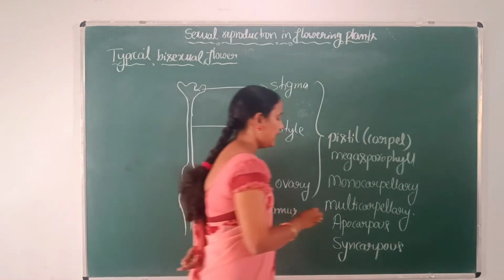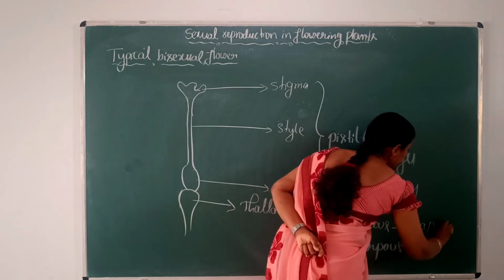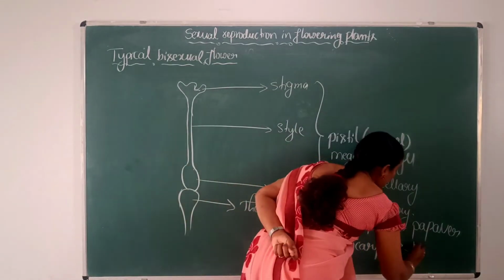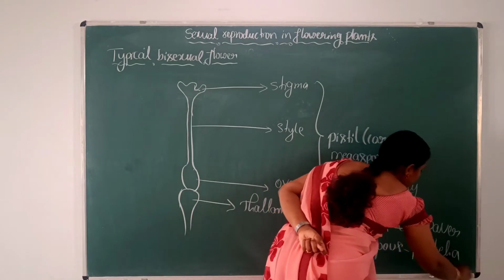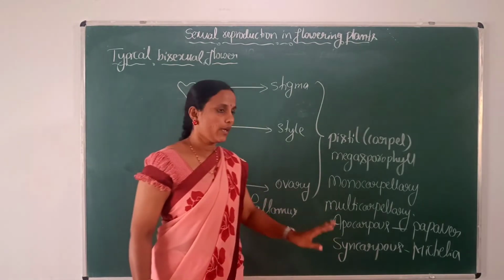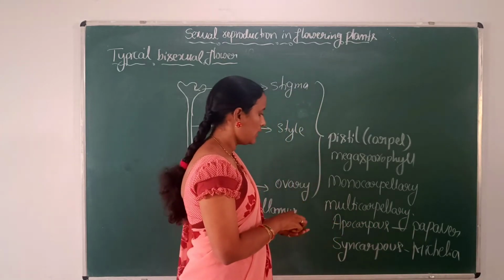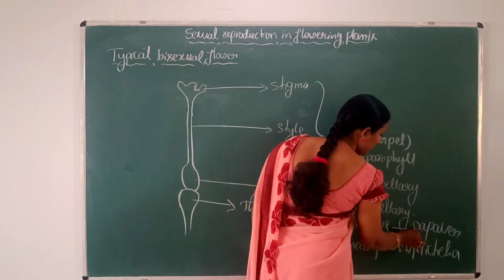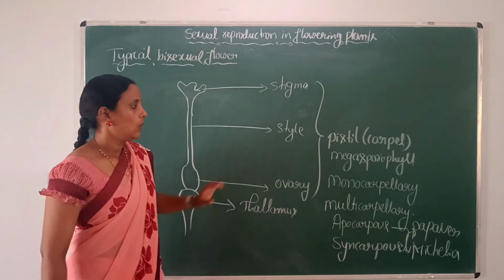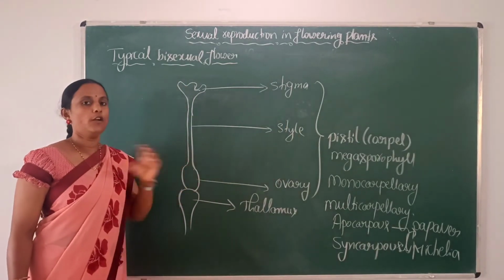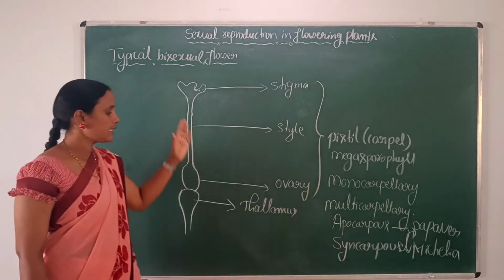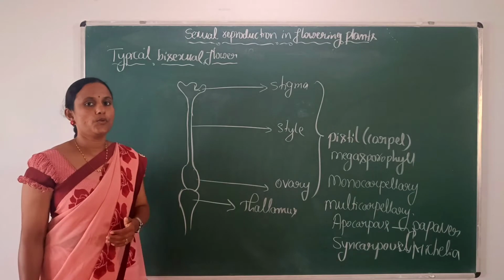Examples for apocarpous are Papaver, and an example for multicarpellary syncarpous is Michelia. Sorry, it is the other way around. Example for apocarpous is Michelia, and example for syncarpous is Papaver. Now, this is about the androecium and gynoecium. All the pistils together constitute a whole, and that is called gynoecium. We will be discussing this in more detail under megasporogenesis.